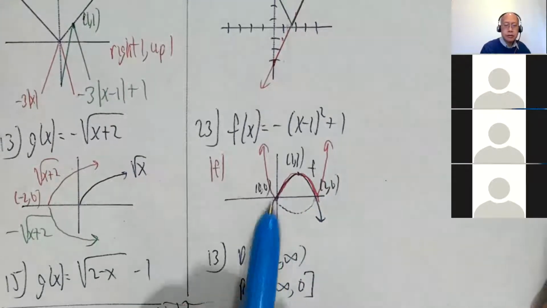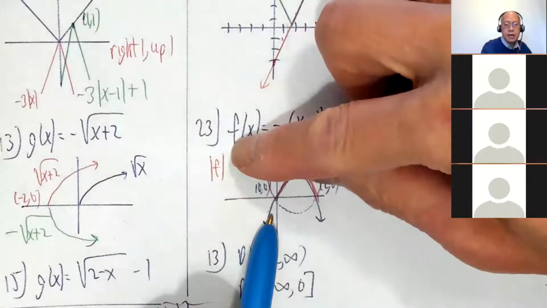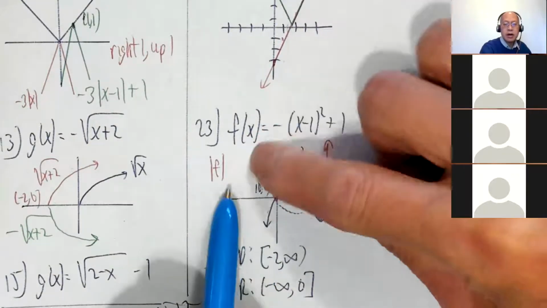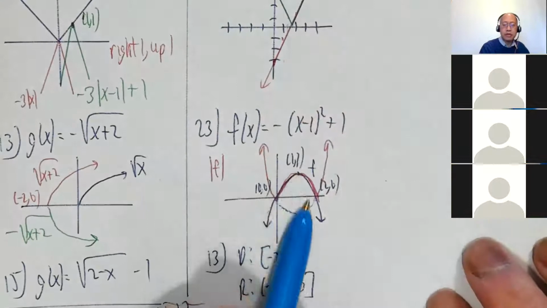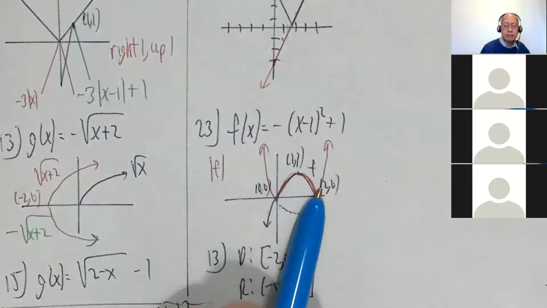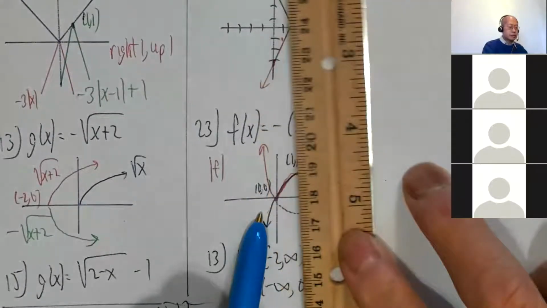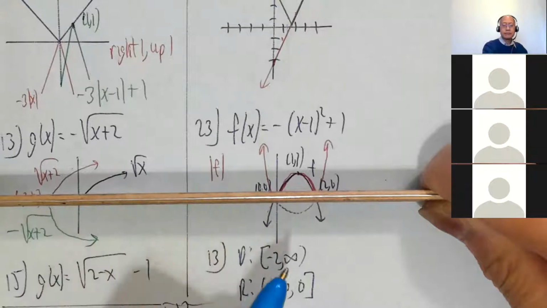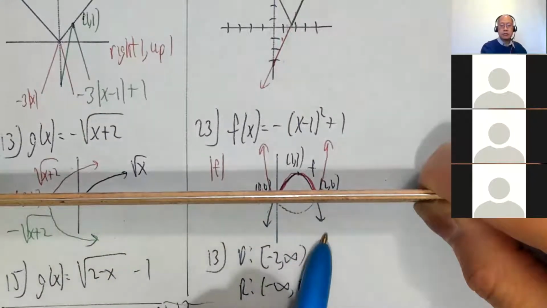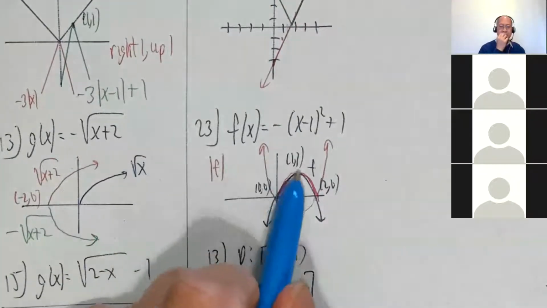Okay. So the original function looks like this. Now, absolute value of f. The part that was above stays the same. So this upside down U shape stays the same. But anything below bounces up. So this thing that used to go down, reflect across the x-axis, it goes like that. This part that used to be below also reflects across the x-axis, bounces up. So I have this funny looking W, like that.